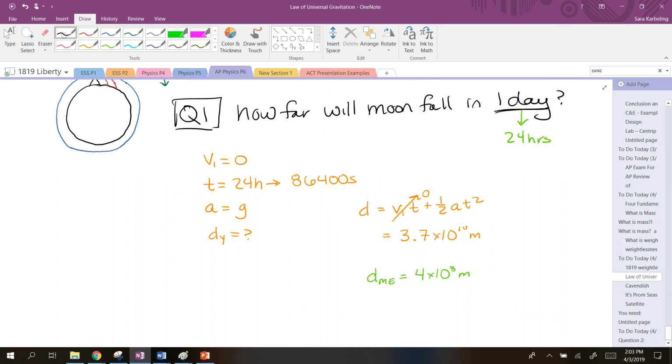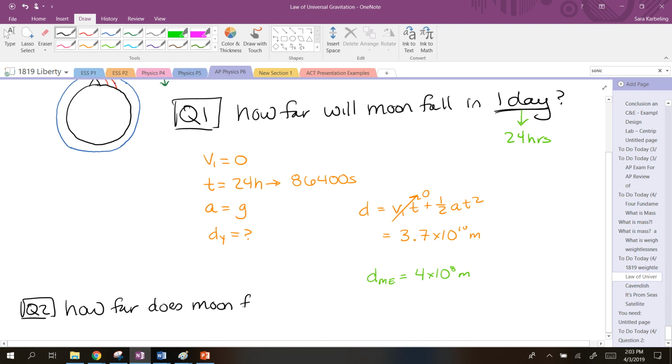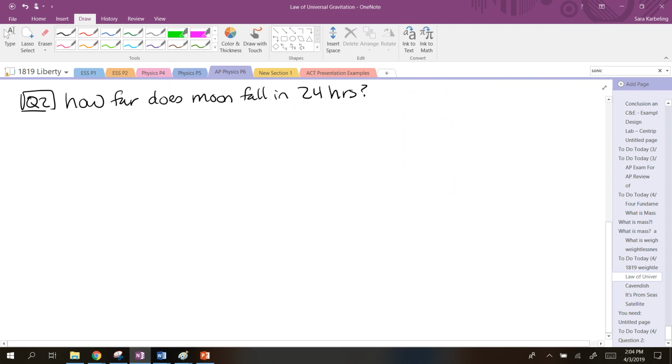Question number 2 is, how far does the moon fall in 24 hours? And Courtney says, that's the same question we just asked. I know. We're going to solve it a different way this time. Instead of just making an assumption about our acceleration, we're going to do a little bit of thinking.